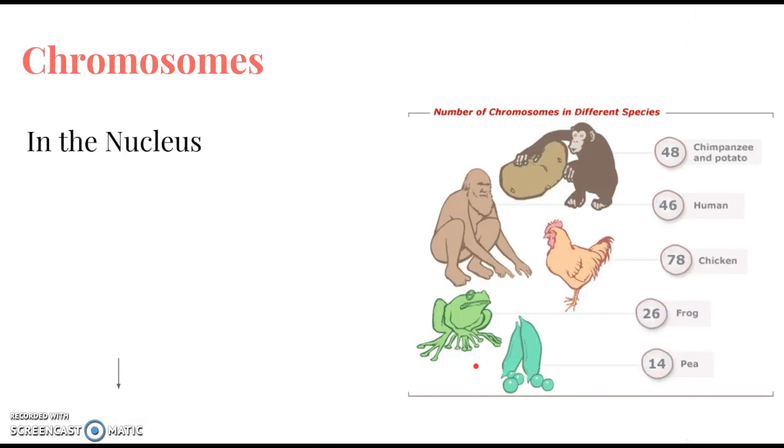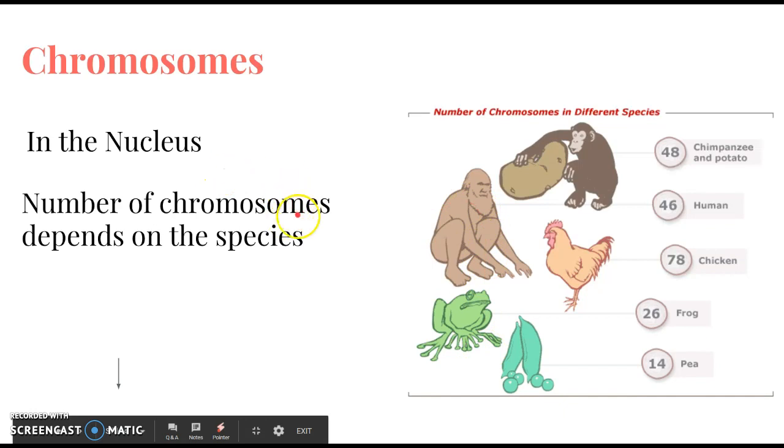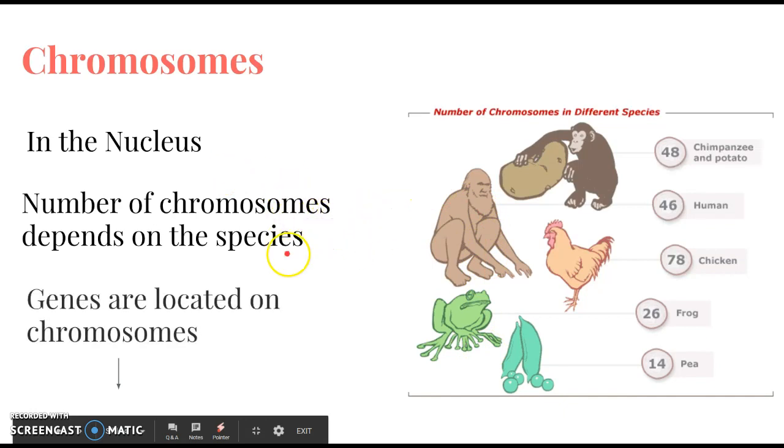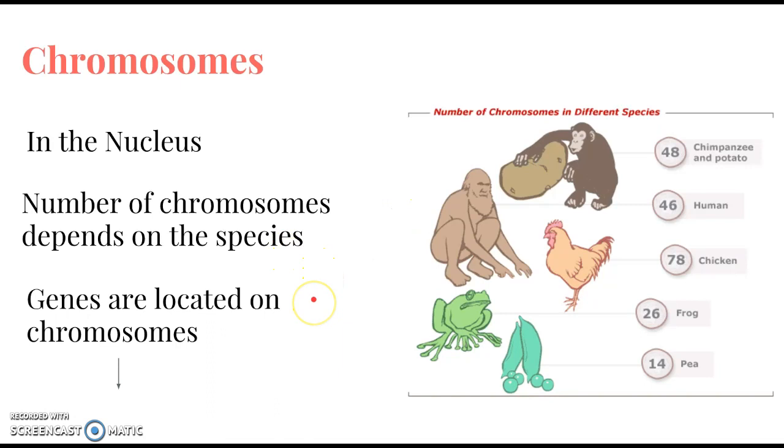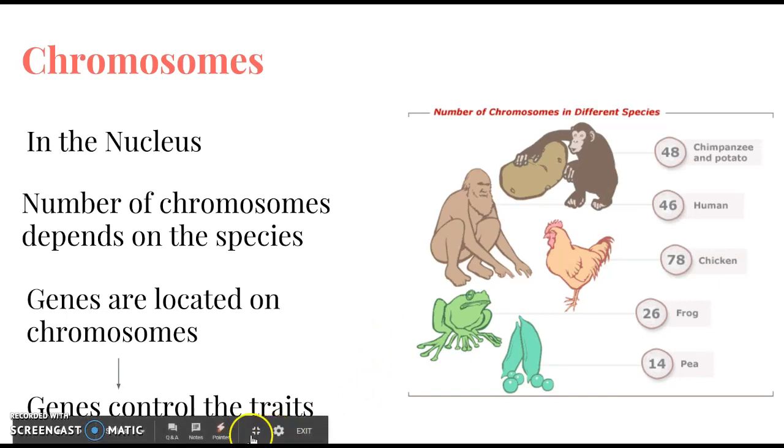Okay, so chromosomes are located in the nucleus. The number of the chromosomes depends on the species. Genes are located on these chromosomes, and genes control the traits. So you've heard about genes before, hopefully, I'm assuming. And all genes are just little segments of DNA. DNA is a long strand, and the genes are just little pieces of it that you can pull out, and they control specific traits.